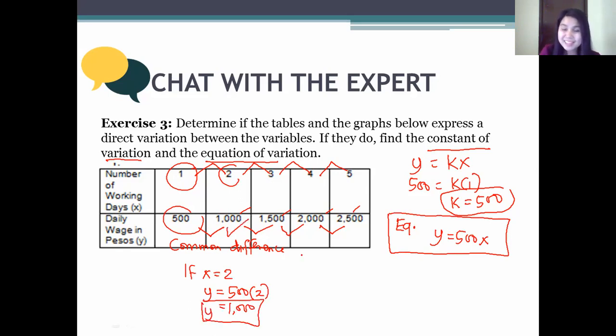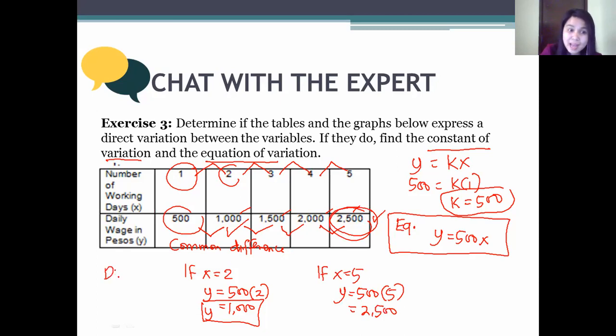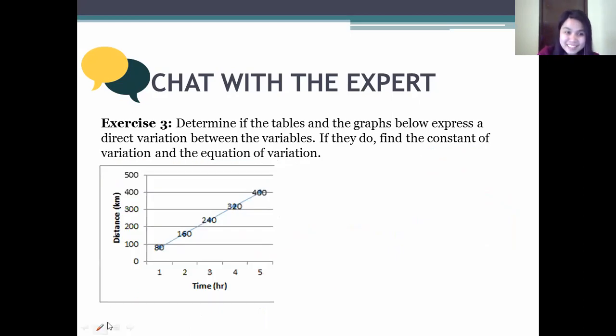It's correct. Let's try another one. For 5, if x equals 5, then y equals 500 times 5. That's 2,500. Very good. It's correct. Since these are correct, then we say that the table of values represents a direct variation. Any questions? Let's go to the next one. Ready? Let's check.